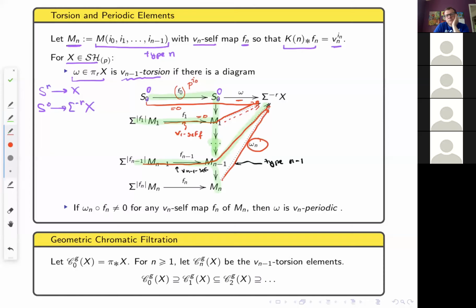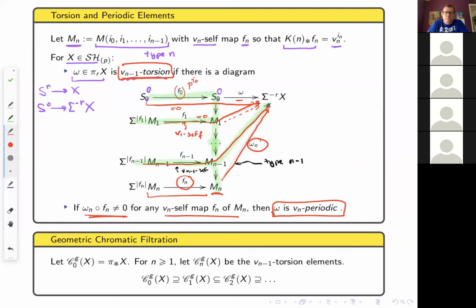So we're going to say that something has Vn-1 torsion if you can iterate this process up till stage n, okay? Now, I didn't say anything about the last map here. So if you want to keep going further, then you precompose with Vn self-maps Fn and check whether or not you can get a 0 composite, okay? If you can't, so if this is nonzero for any Vn self-map of Mn, then we say that W is Vn periodic. Okay? And that's how you decide if an element is torsion or periodic.